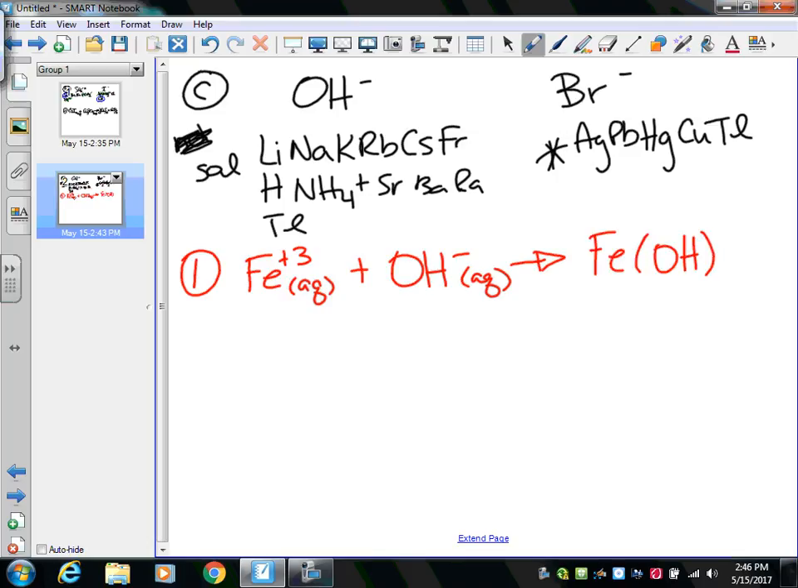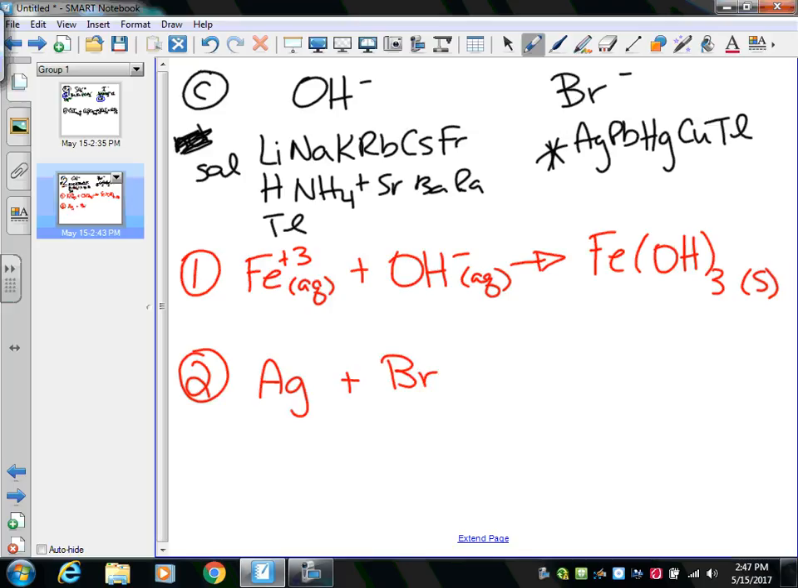Looking at my charges, I have a +3 and a -1, so I have to have that 3 there, and I know it's going to make me a solid. So I know that adding these 2 ions together will create this solid. Then I'm going to look at bromine. And because I just usually go with the very first one, I'm just going to go with silver. That's the first one that's stated. So I'm going to have silver plus bromine.